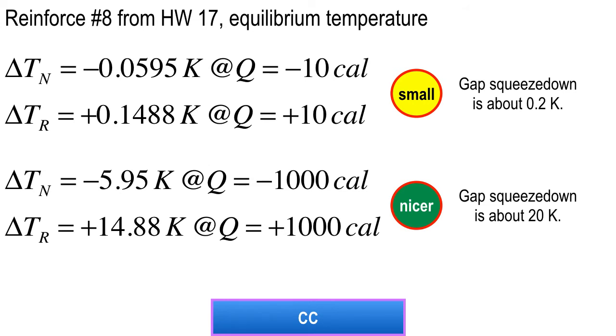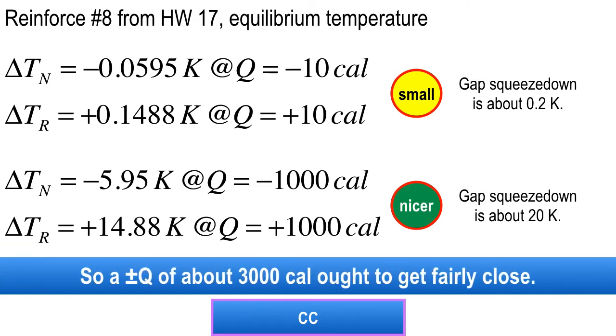Now let me ask you a question, and I invite you to venture a bold guess. How many calories should I try for my plus or minus to close the gap in one shot? 10 was too small. 1,000 is too small. How many should I use? 3,050. Let's round it off to 3,000. That ought to get me down to, it's basically 3 times this. My squeeze down here is 20, so 3 times that, 3,000, ought to get me squeezed down about 60. Now, that'll get me pretty close.